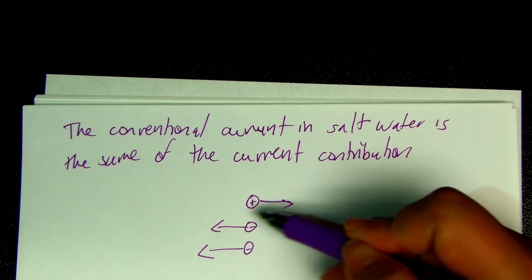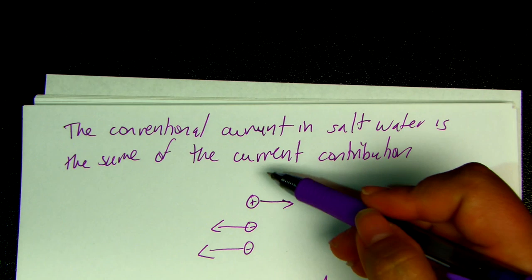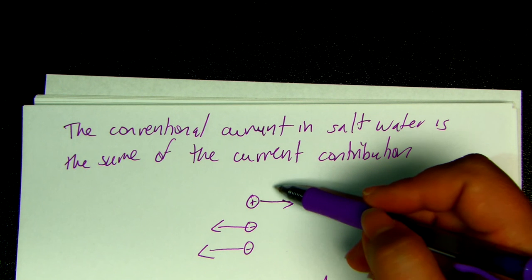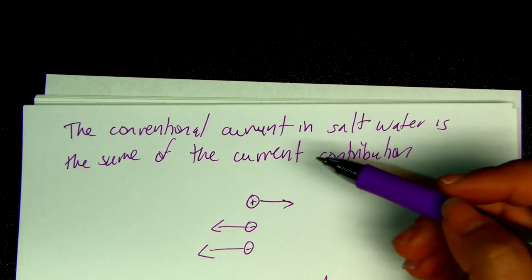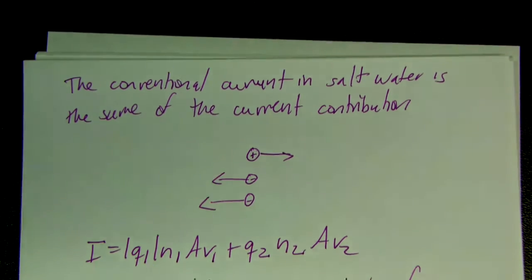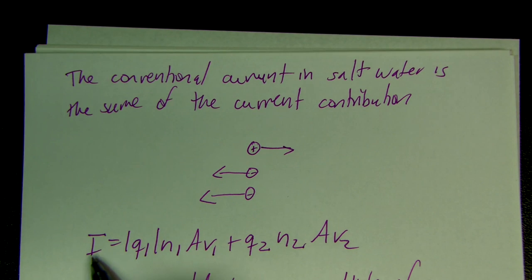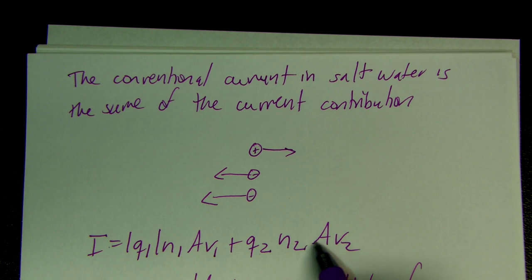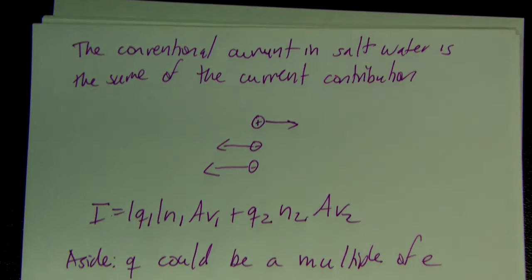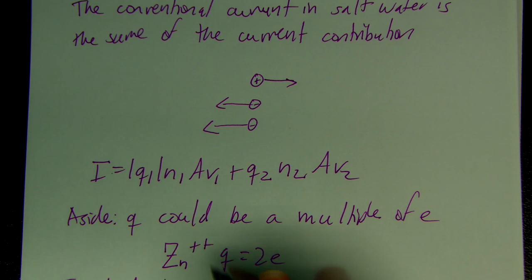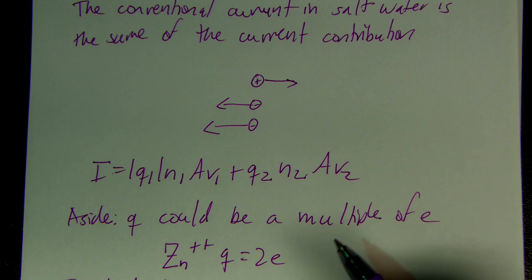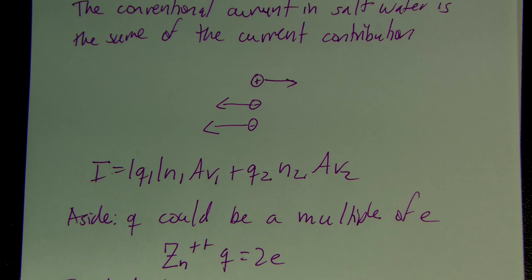So if you have three charged particles passing through at the same time, one plus and two negatives, then you would have three charges per second. So you would sum these two together for your conventional current I. I is equal to Q1 N1 A V1 plus Q2 N2 A V2. And just a note, I said that before, but Q could be a multiple of e. So if you had a zinc 2 plus ion, Q would be equal to 2e. Again, make sure you're reading the problems carefully.